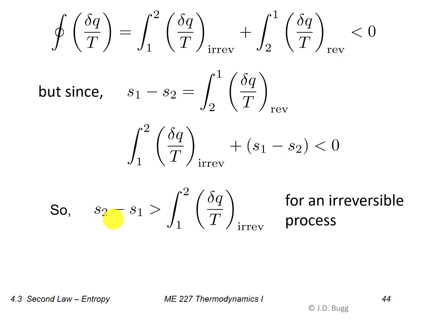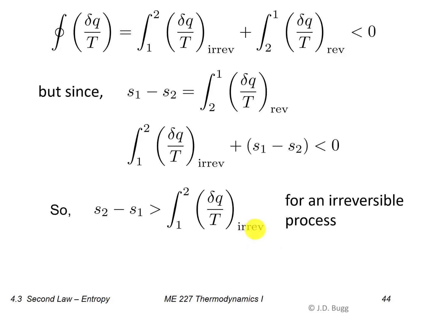So we get S2 minus S1 must be greater than the integral from 1 to 2 of delta Q over T for that originally irreversible process. So this starts to link the entropy change from one point to another to this integral from the beginning point to the end point of an individual process. So that's true for an irreversible process, as we've designated here.